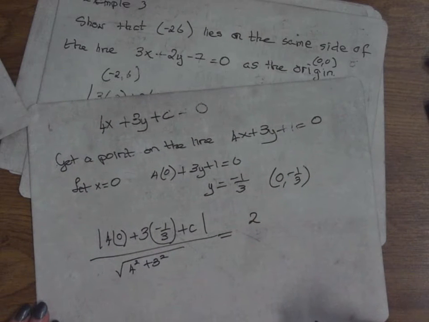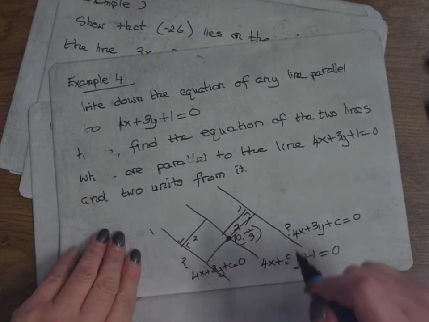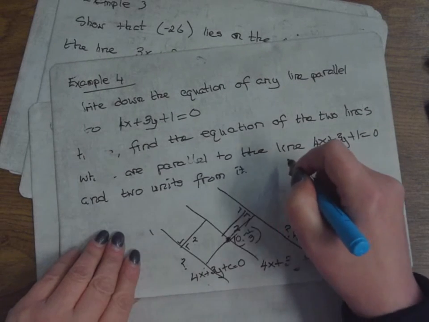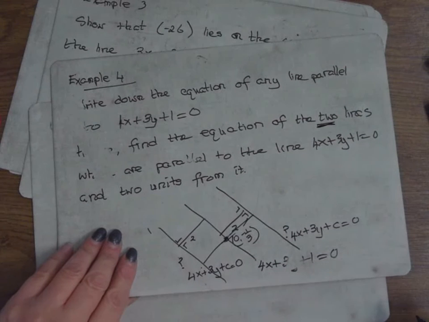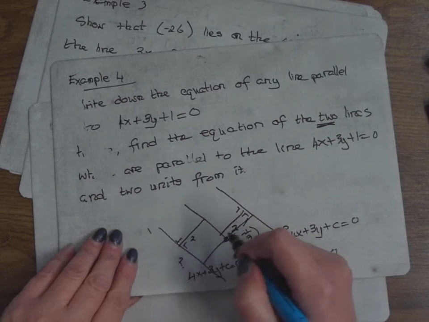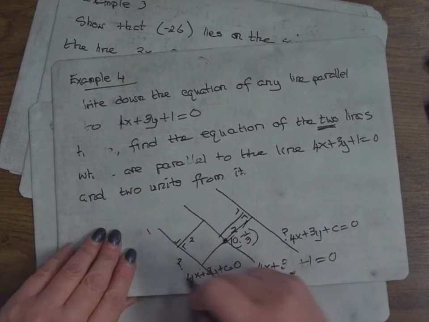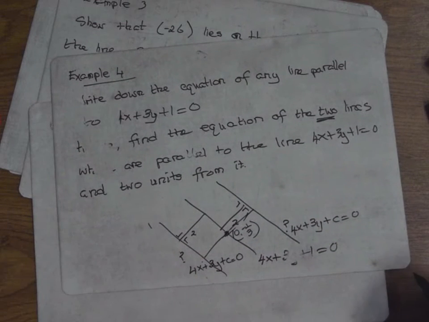Where should we put the lines on either side? Because there's going to be 2 lines that are 2 units away from it. The perpendicular distance is 2, so there's going to be exactly 1 at each side that's 2 units away.